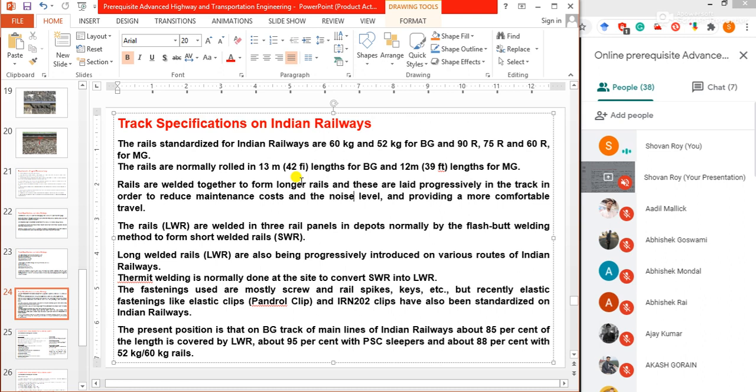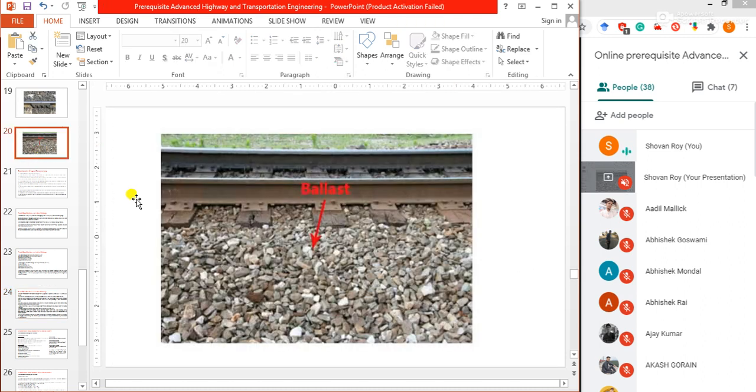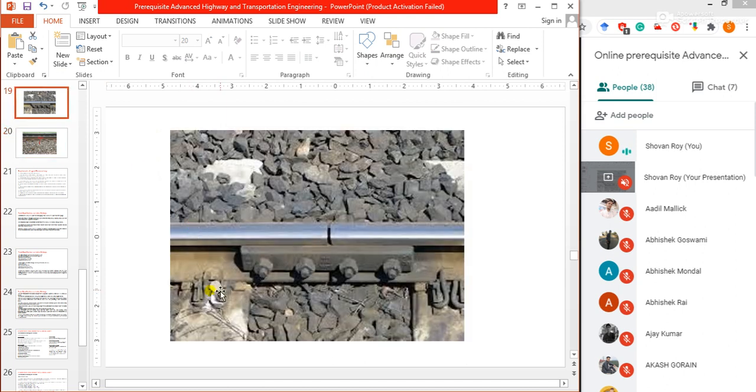But recently elastic fastenings like elastic clips, the pandrol clip, one of the important and common ones. Sorry, this is the pandrol clip. This you can see. This is the pandrol clip, which is used for fastening the rail line.